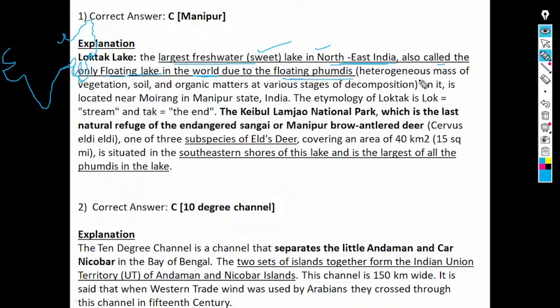It is a floating lake due to the floating phumdis, that is a heterogeneous mass of vegetation, soil, and organic matter at various stages of decomposition. Phumdis is basically vegetative material, heterogeneous and organic.